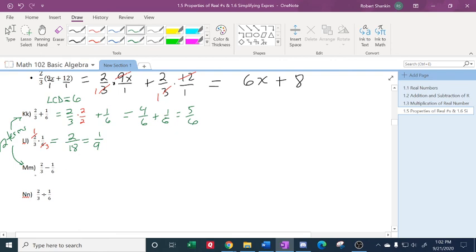And this one, the least common denominator, again, is 6. So 2/3 minus 1/6. We had to multiply this bottom number by 2 to get the right denominator. So this is 4/6 minus 1/6. 4 minus 1 is 3/6. And then we've got to reduce that, divide by 3. We get 1/2.